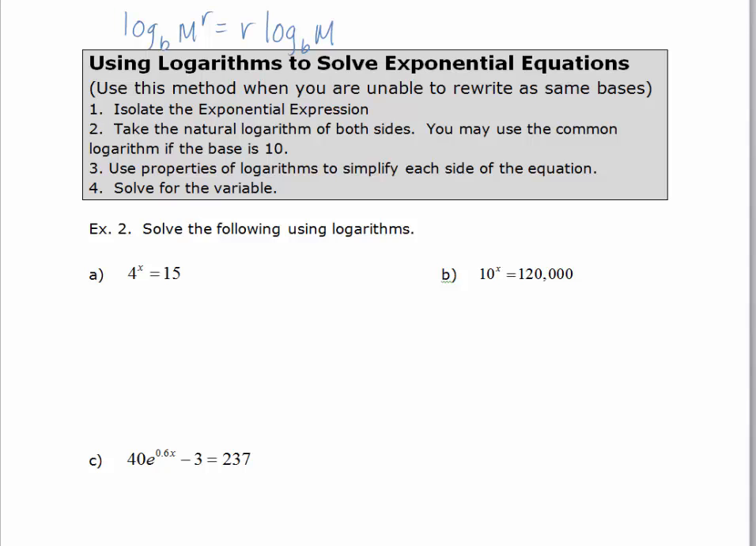So let's start off with this problem right here, example 2a. I've got 4 to the x equals 15, and so I have to isolate the exponential expression, which is done already in this problem. And so I'm going to take the natural log of 4 to the x, and I'm going to take the natural log of 15. So I'm taking the natural log of each side. Now using the power rule, I can bring that exponent down as a factor. So I have x times the natural log of 4 equals the natural log of 15.